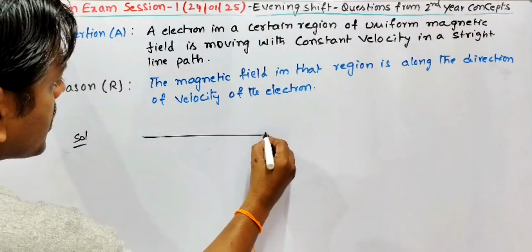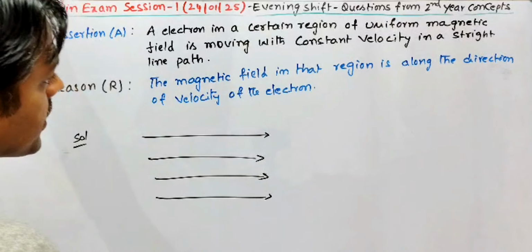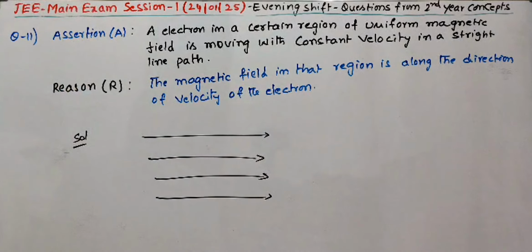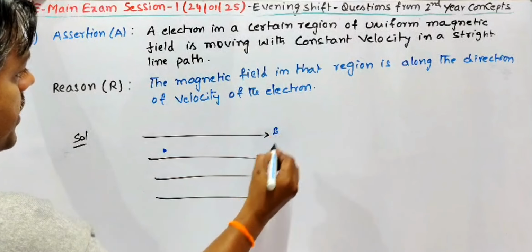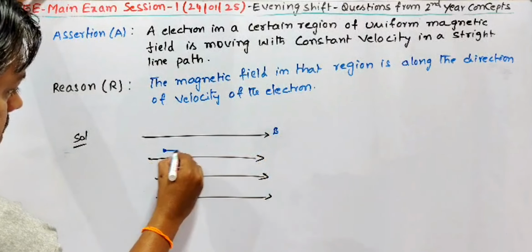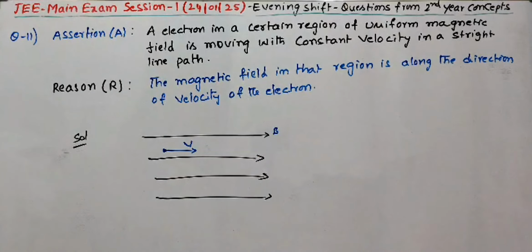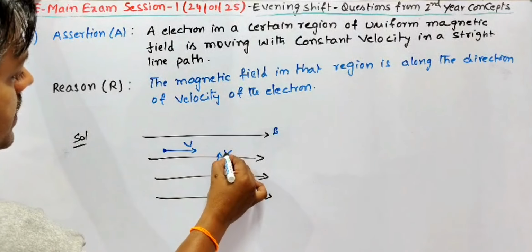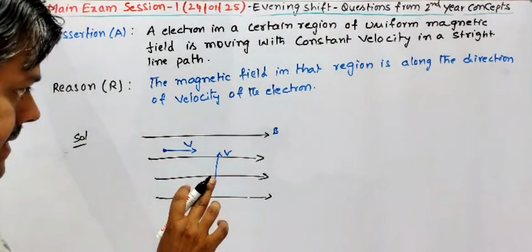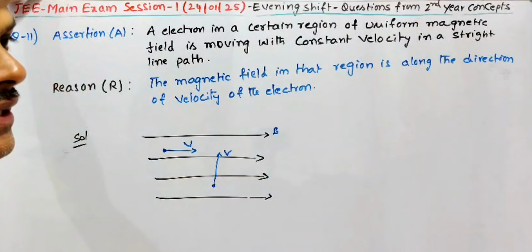Okay, so this is a uniform magnetic field. In this uniform magnetic field, an electron is supposed to be moving, okay, in a straight line path. This is a magnetic field. An electron is moving in this magnetic field with constant velocity. You may define it like this way or like this way, no problem. So any charged particle moving in uniform magnetic field experiences force. That force is called Lorentz force.